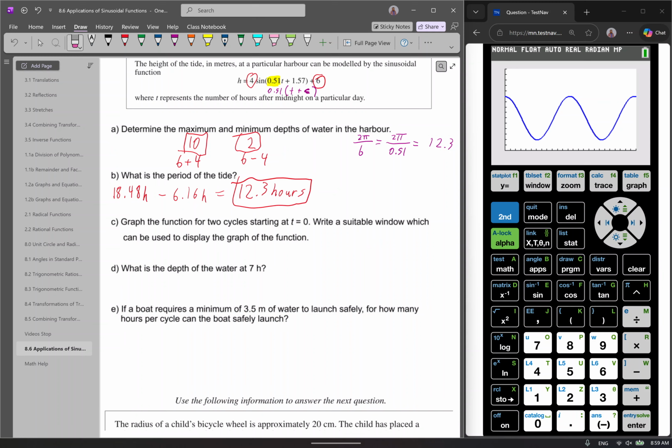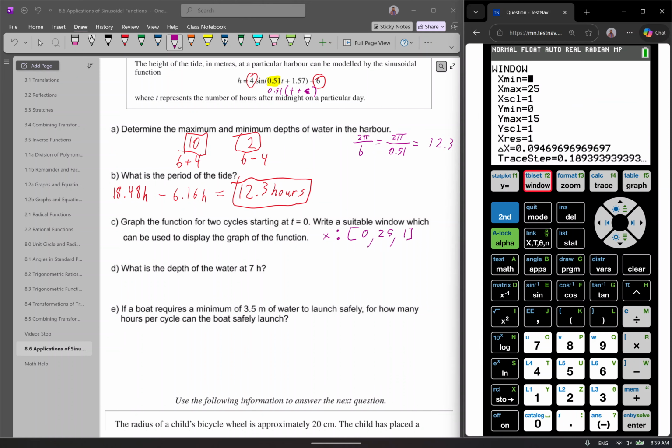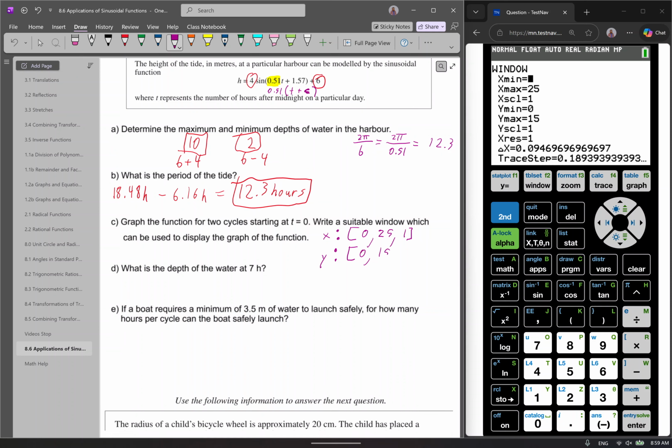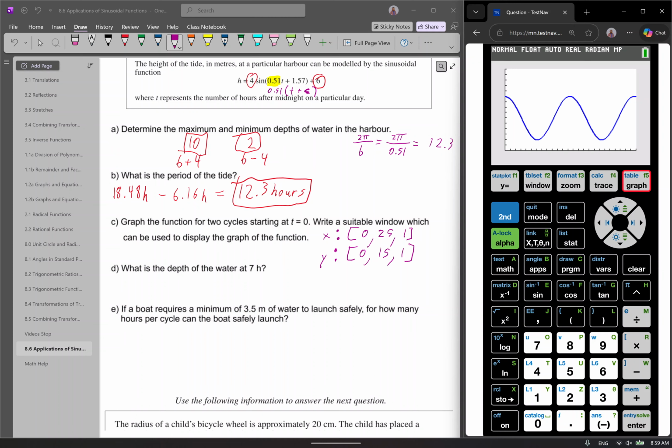And if we're trying to write the suitable window, then we want to show it the way that the diploma asks us to. So 0 to 25, and with 1 as our scale. So that's the 0, 25, 1. And then if you do the same thing in the y direction, we went from 0 to 15 and 1. I think that's, yeah. Do we want to do it any differently?